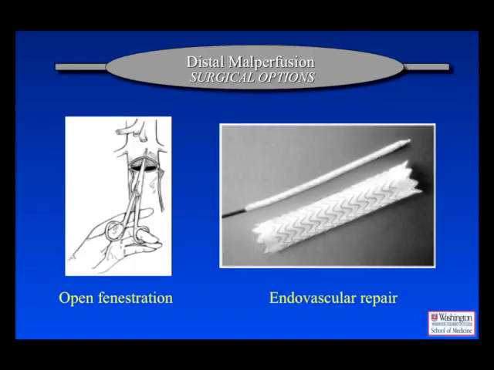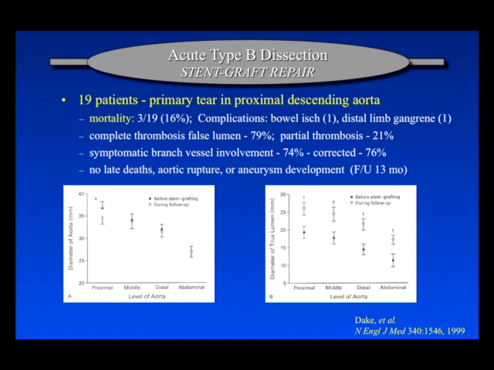The original therapeutic options for distal malperfusion included an open fenestration, but we now have endovascular repair to help us with this complex problem. The initial use of stent grafts to fix the primary tear was presented by the Stanford group when they had 19 patients in their series back in 1999. They had a 16% mortality rate, which is acceptable considering the fact that these were all very complicated patients.